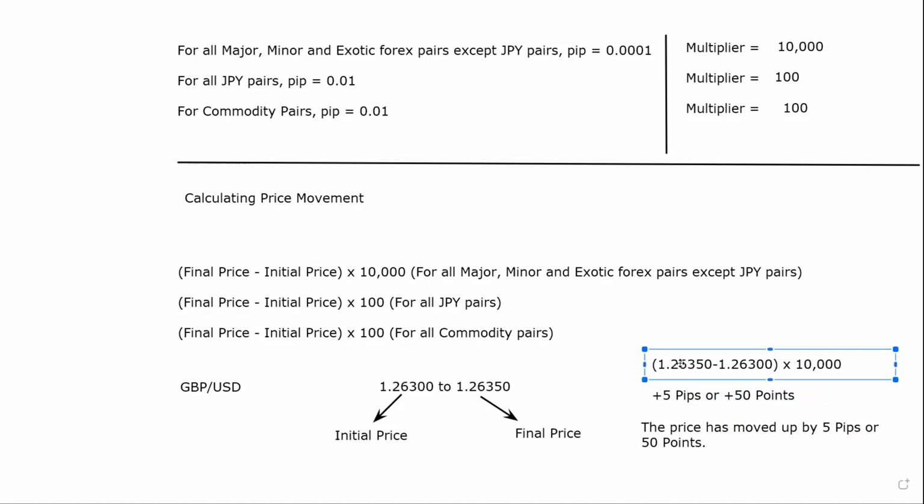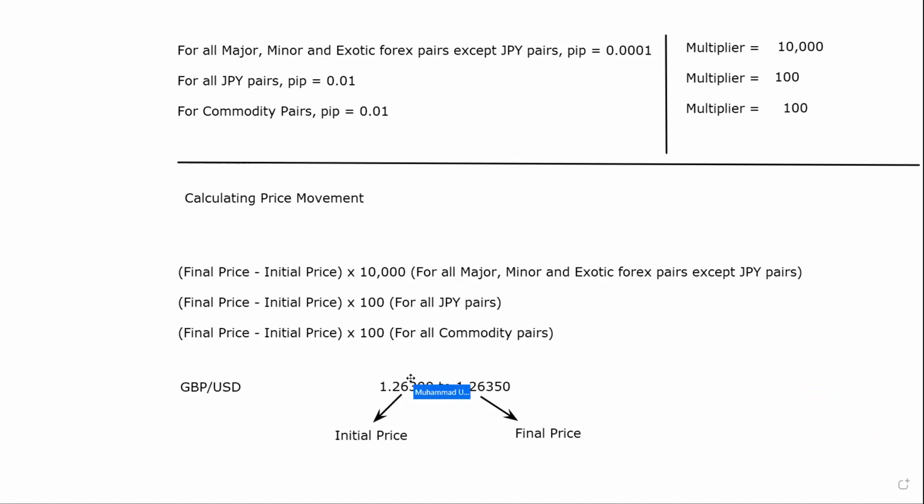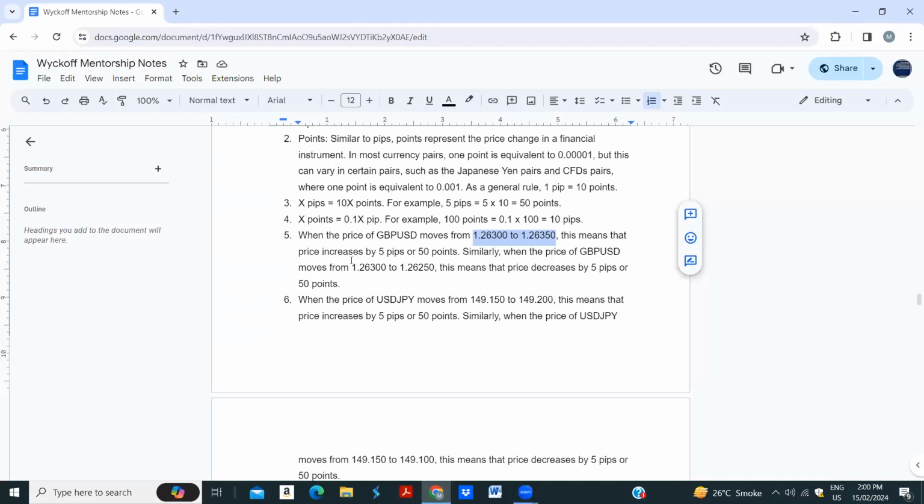Okay, so now let's delete this and go for the next question. Let's see if we can figure out the next answer. You can see that the price increases by 5 pips or 50 points, so we were correct. Now we have to study another scenario. Similarly, when the price of GBP USD moves from 1.26300 to 1.26250, we need to calculate the price movement distance.